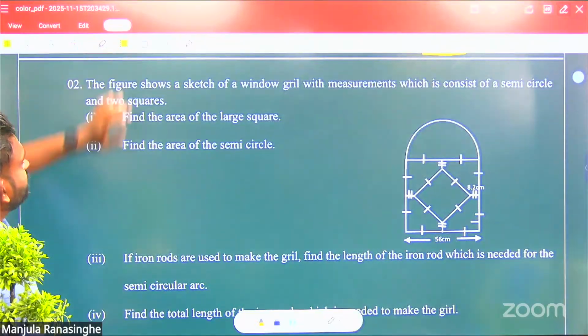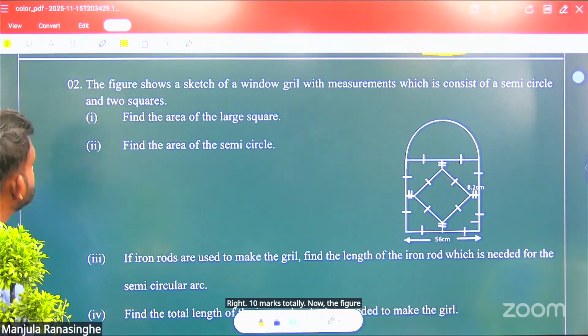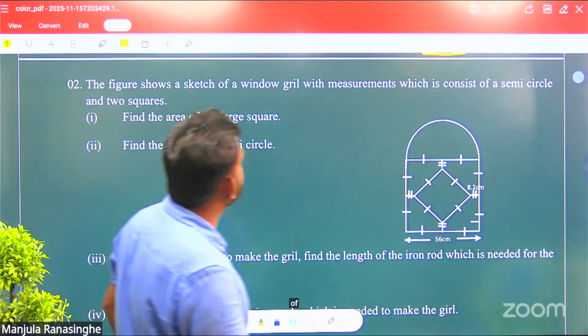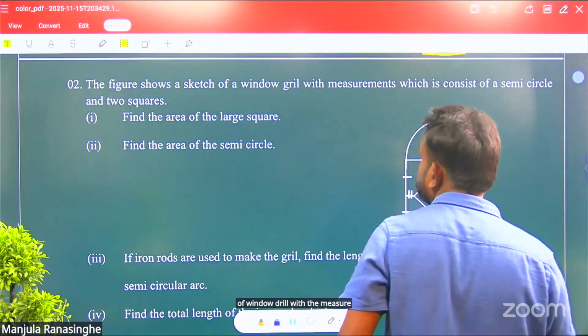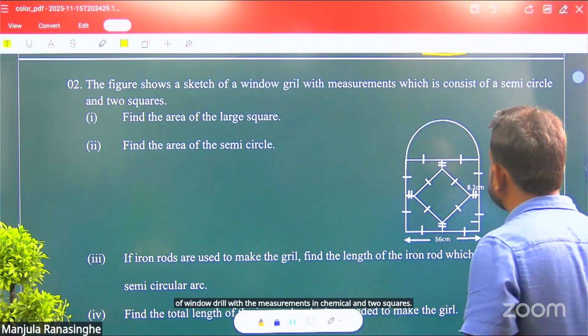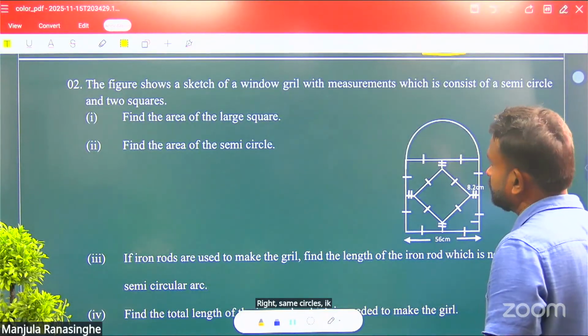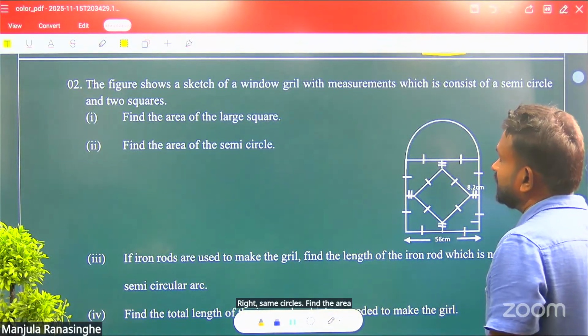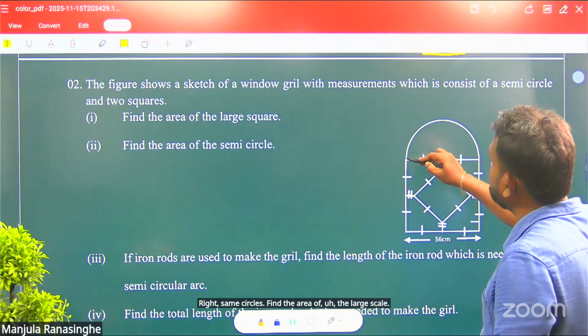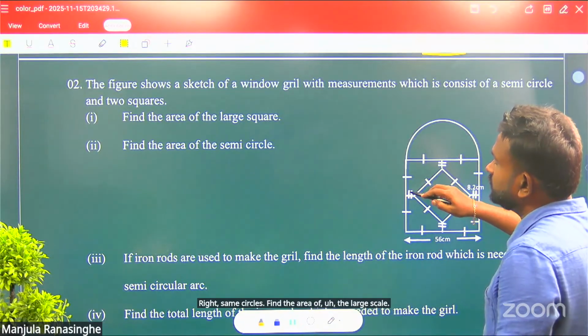Now, the figure shows a sketch of a window grill with the measurements in a semicircle and 2 squares. Find the area of the large square. The area of the large square.